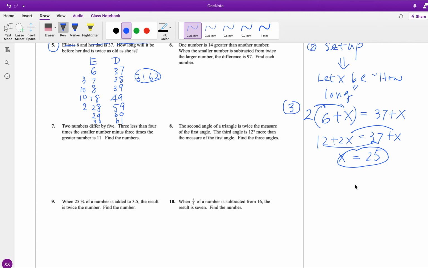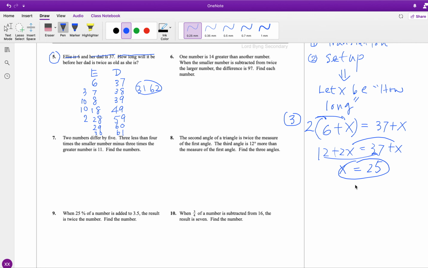Okay, so now let's take a look at this one. So one number is 14. I'm going to use a different color. So one number is 14 greater than another number. When the smaller number is subtracted from twice the large number, the difference is 97. So basically, then find each number. Each number will be my variables.